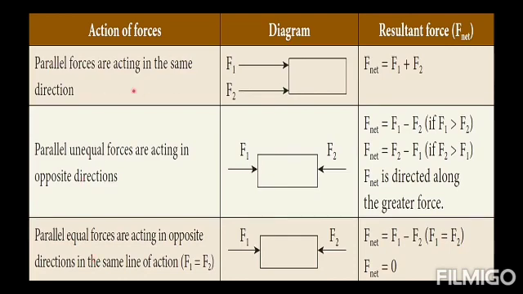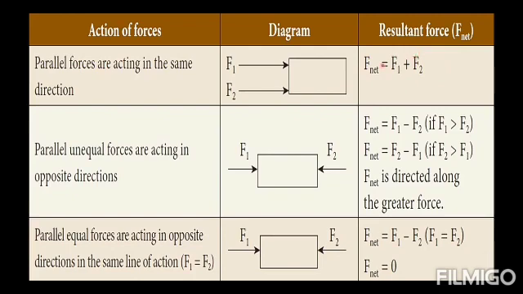Then look at the tabular column. First column, parallel forces acting in the same direction. The force F1 and the force F2 are in the same direction. So, we have to add. So, the resultant force is F1 plus F2.